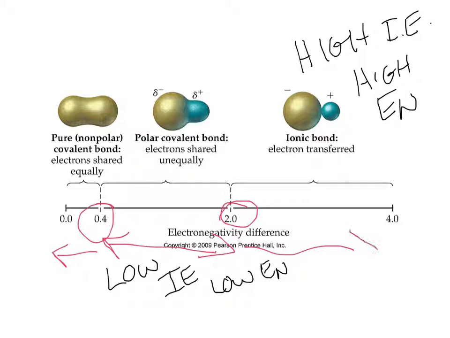And above that, we're going to consider that bond to preferentially have electron transfer from one atom to the other. This is not always the case. You can have electronegativity differences higher than 2.0 but still have polar covalent bonding, and I'll show you some examples of why that is.